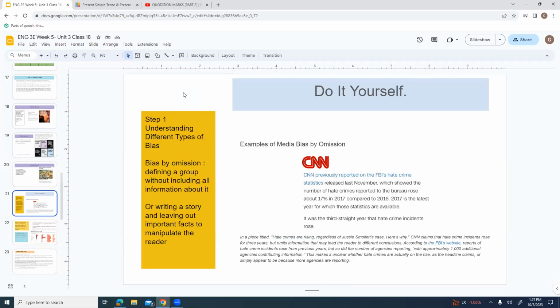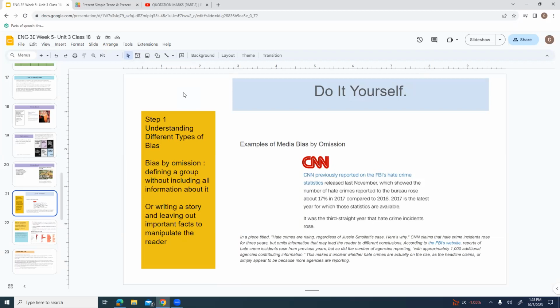So then, as always, there's a do-it-yourself part where they're talking about understanding different types of bias. One type of bias is called bias by omission. That's when you define a group or an event without including all the information about it. Basically, it's left out deliberately, and if you'd included it, it might have changed people's minds about the story or the event. So here's an example of media bias by omission.